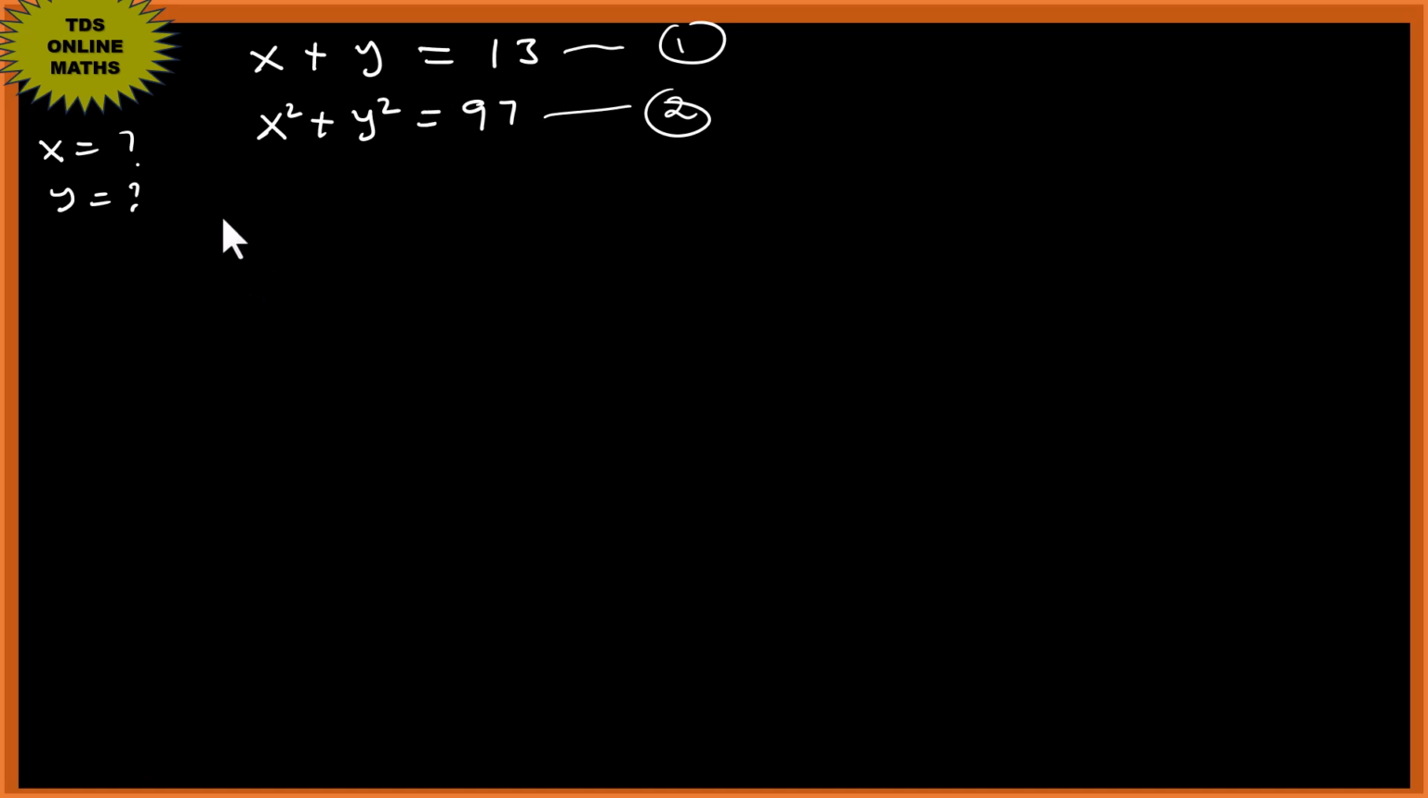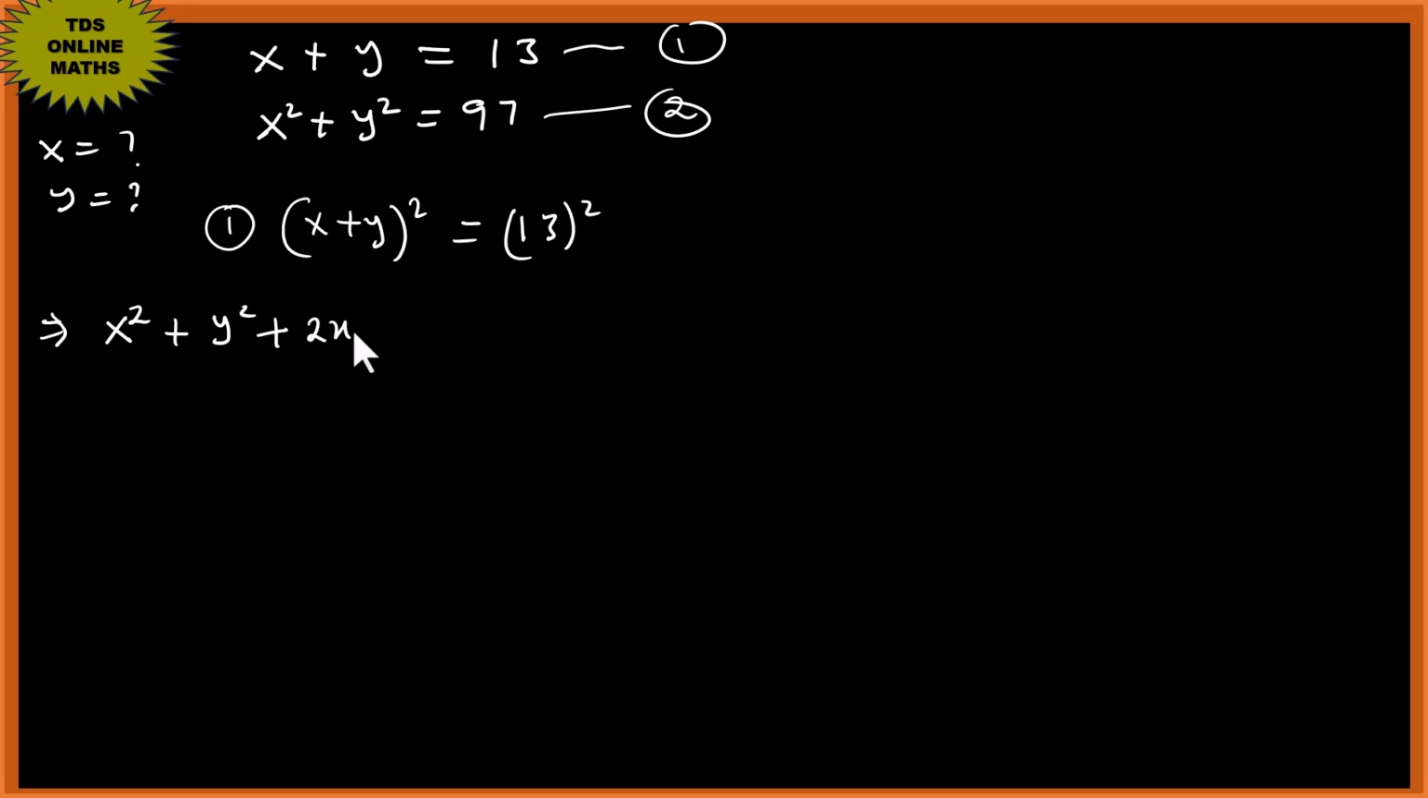So equation 1 squared means x plus y, all squared, the same as this. So we have x squared plus y squared plus 2xy, and we have 13 squared as 169.